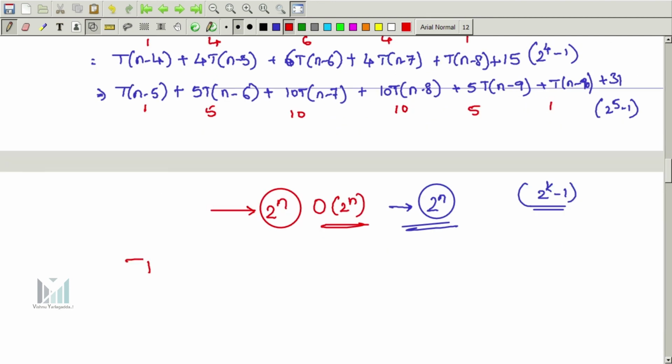So the time complexity for Fibonacci series using recursion is order of 2 power n.